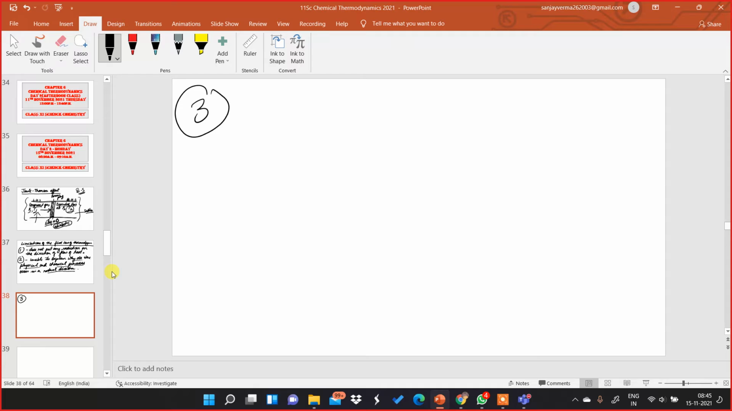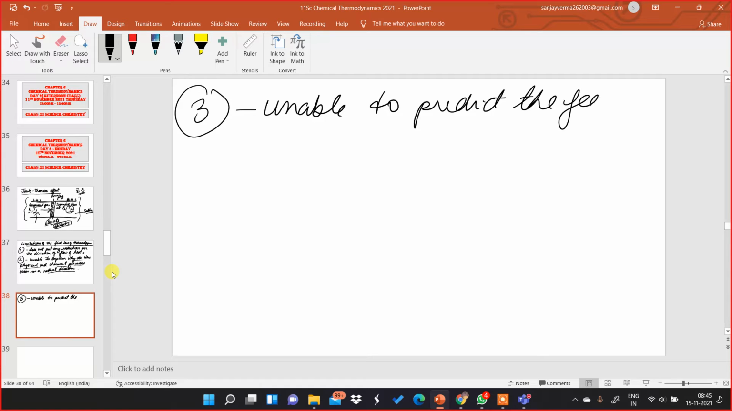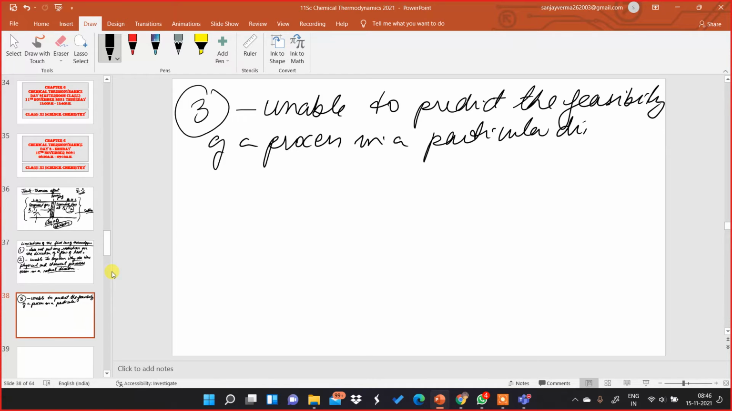The third limitation is like this. This first law is unable to predict the feasibility of a process in a particular direction. It is not able to predict whether the reaction will proceed in the forward direction or the backward direction. That is the third limitation.